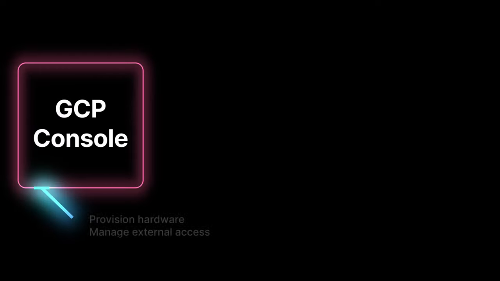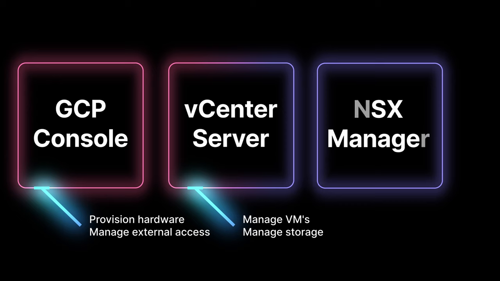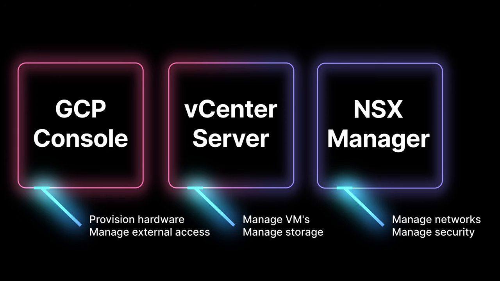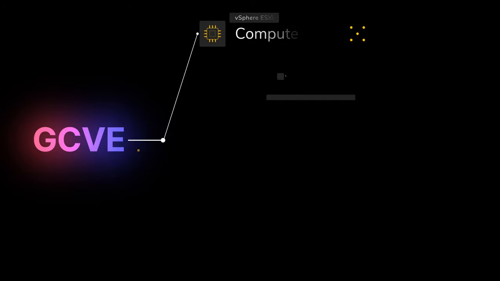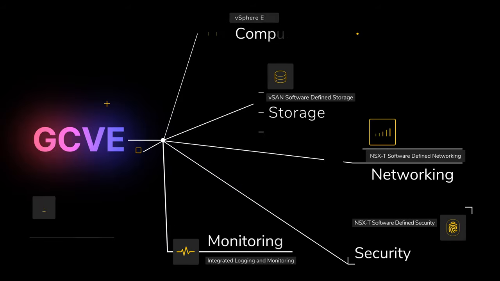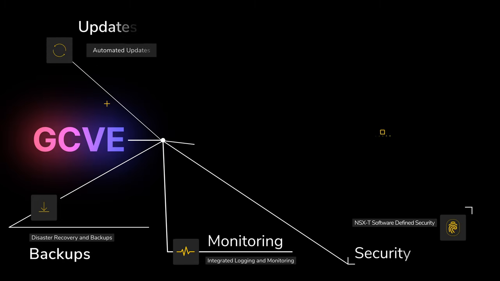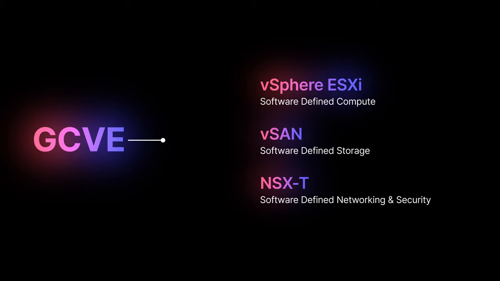Google Cloud VMware Engine users continue to manage virtual machines in exactly the same way as on-premises VMware, using the same tools that administrators are already familiar with, namely vCenter Server and NSX Manager. Put simply, GCVE includes all of the hardware and VMware licenses required to run a dedicated VMware software-defined data center on Google Cloud, although you can bring your own VMware licenses if you already have them.